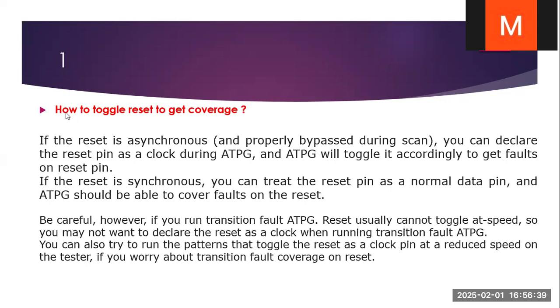My question is how to toggle reset to get coverage. If the reset is asynchronous and properly bypassed during the scan, you can declare the reset pin as a clock during ATPG, and ATPG will toggle it accordingly to get the faults on reset. That means if we declare the reset as a clock during ATPG, we can toggle it, and the faults on the reset pin are also covered.